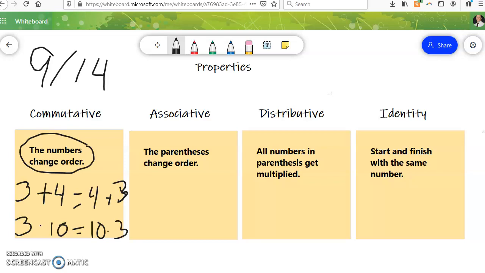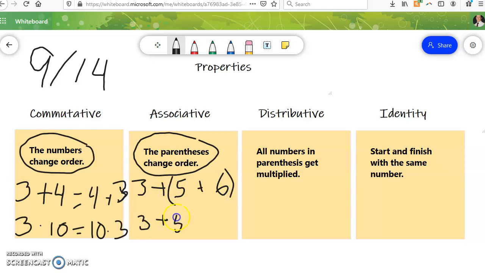Good. The next one is associative property. And so for associative property, we're looking for, do the parentheses change order? So an example of the associative property would be this. So if I have 3 plus 5 plus 6, and here I have 3 plus 5 plus 6.